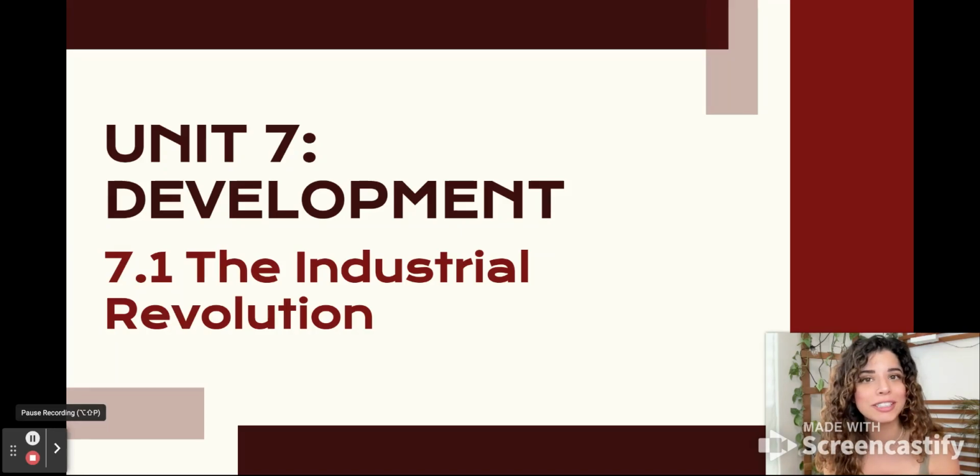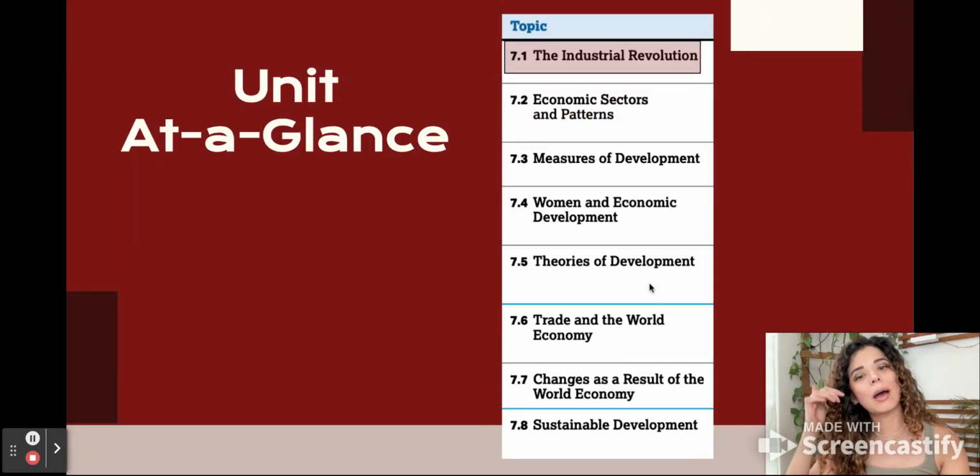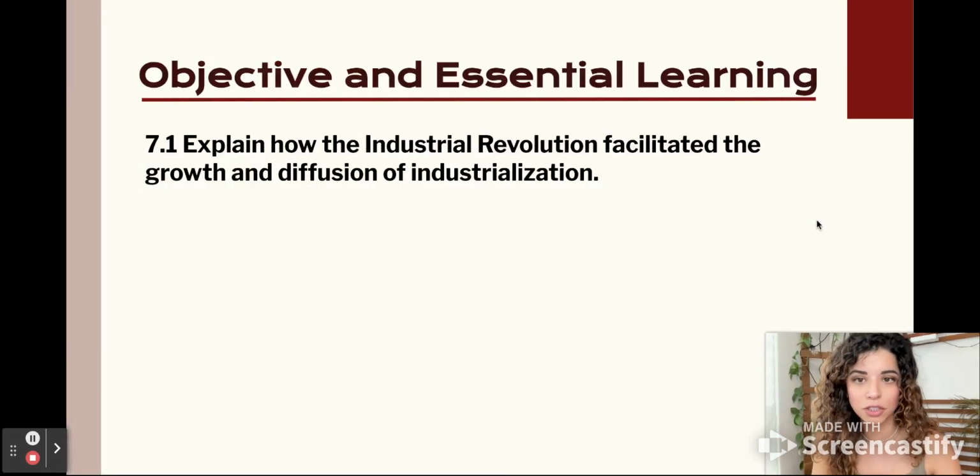So we are on unit 7, development. You're going to see, hopefully, a lot of things that we've already covered before. This very first objective, 7.1, the Industrial Revolution, should feel very familiar. As you can see, we have 8 general objectives. Today we're on the first one.